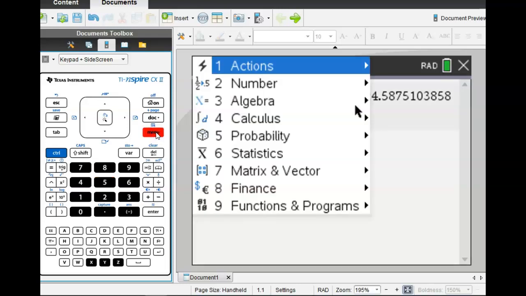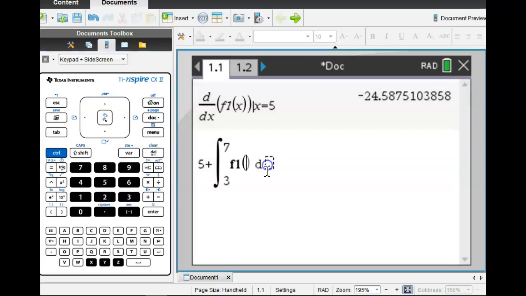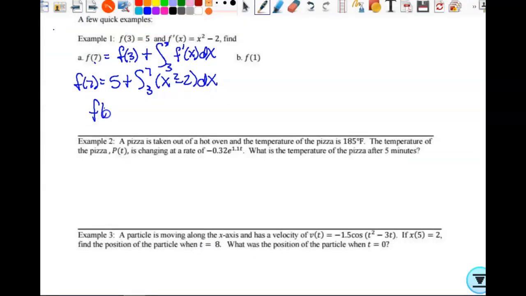I'm going to do calculus. I want to do the numeric integral. I'm going from 3 to 7. Now remember, there are 2 different ways to get this F1. One of the ways is just to hit the variable, and then you can choose that F1 of x, and then dx, right? What do we get? 102.333. Okay, so f of 7 equals 102.333.